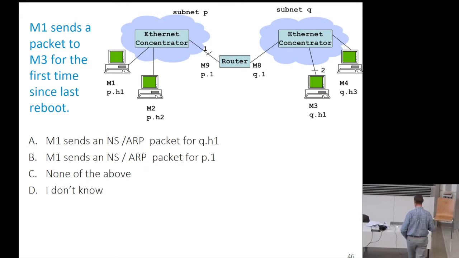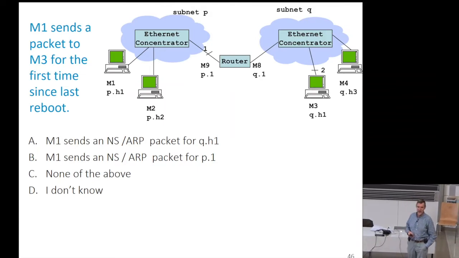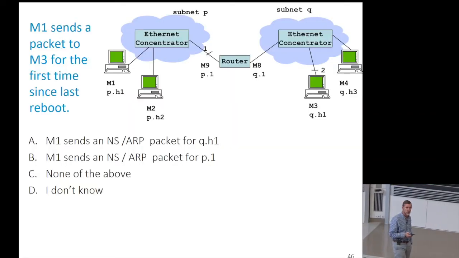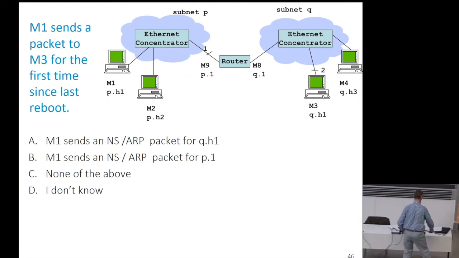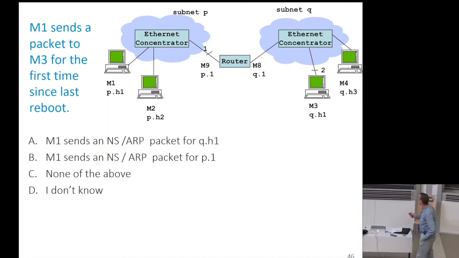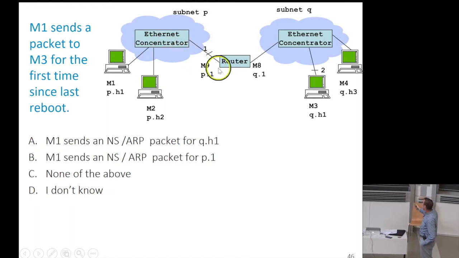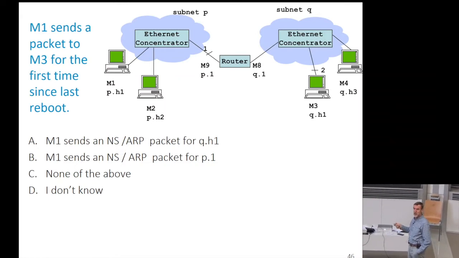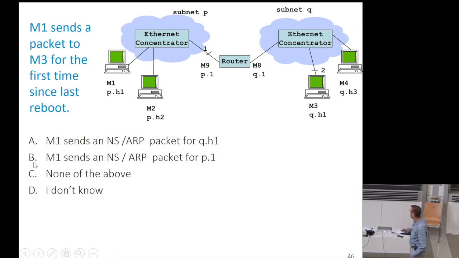Time for a little quiz. What will M1 do in this case here? And now you see that the majority is saying B, which is right. So there was a little trick here. Of course, when M1 wants to speak to M3, because there is a router in between, M1 will send a packet to whom? At the MAC layer, to the router interface. So M1 wants to find the MAC address of the router, which is here, P.1. So answer B is the correct answer.